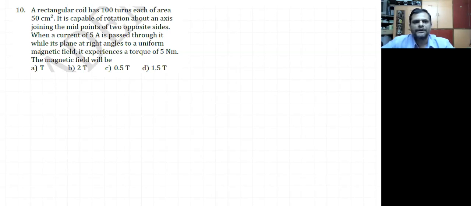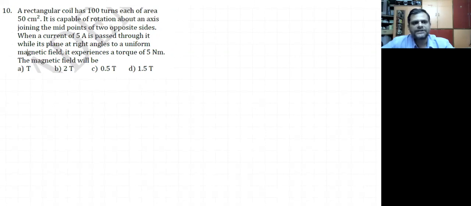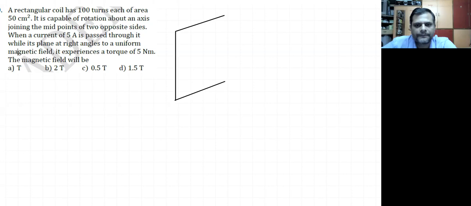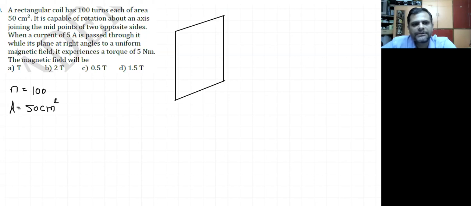Read it carefully. A rectangular coil has 100 turns, each of area 50 centimeters square. It is capable of rotation about an axis joining the midpoints of two opposite sides. Okay, so that means there is a rectangular coil. We can just draw it here like this. Okay, so this is a rectangular coil of 100 turns. Okay, so यहाँ पे 100 turns दिया हुआ है. We can just note down this number of turns to be 100 here. And area of cross section is also given to be 50 centimeters square. Okay, and it is capable of rotation about an axis joining midpoints of two opposite sides.